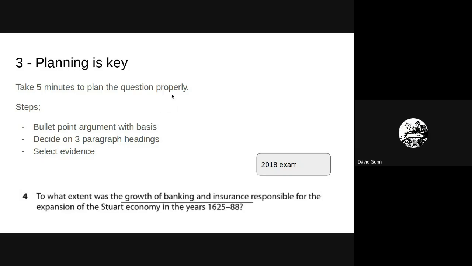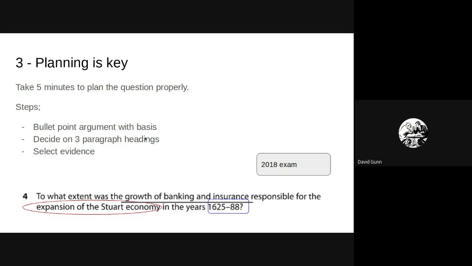So the growth of banking and insurance is the factor that you've been given. Okay, so that's going to be your paragraph 1. And you're assessing the expansion of the Stuart economy. So issues, factors, things that led to the expansion of the Stuart economy. And the dates, 1625 to 88. So when you're planning these, try and follow the same kind of structure where you maybe underline the factor, you circle the thing you're assessing, and maybe put a box around the dates.